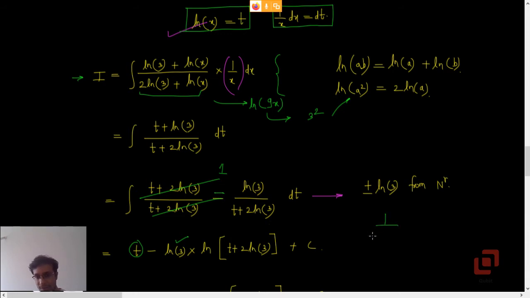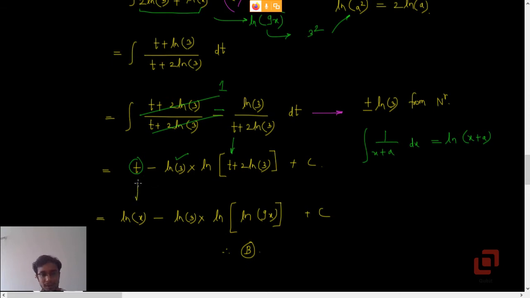So this is just like 1 upon x plus a. Okay, whose integral is log of x plus a. So no matter what a is, the integral is always going to be log of x plus that. So in this case, t plus 2 log of 3. Let us go back to our substitution because we have completed the integration process. So it is now our job to replace t by log of x.